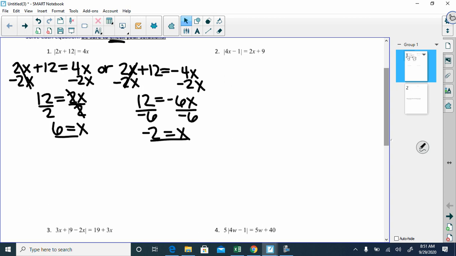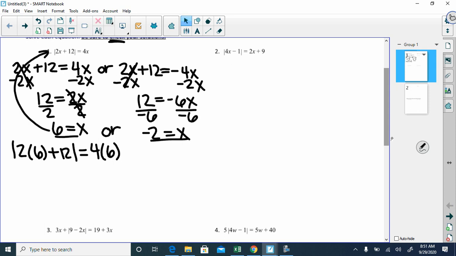So these are my two solutions. And what do I have to do with those? Check them. So I'm going to have to plug them in to the original problem, absolute value bars and all. So I'll have the absolute value of 2, but instead of x, I'm going to plug in 6 plus 12 equals 4. And then there's another x over here, so I also have to plug in the 6 there.